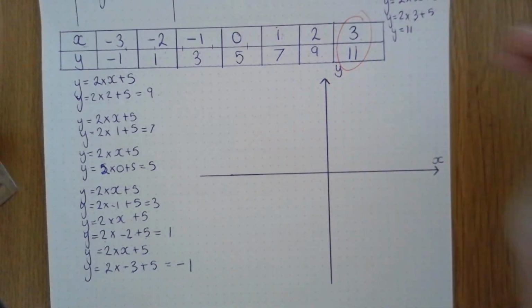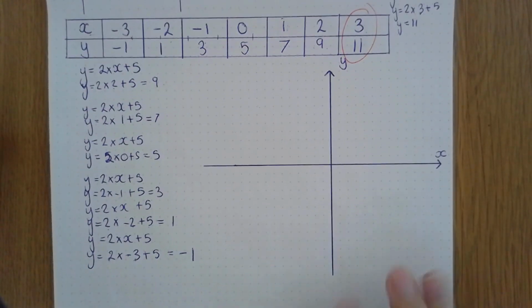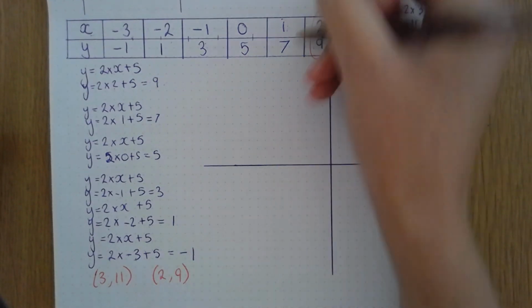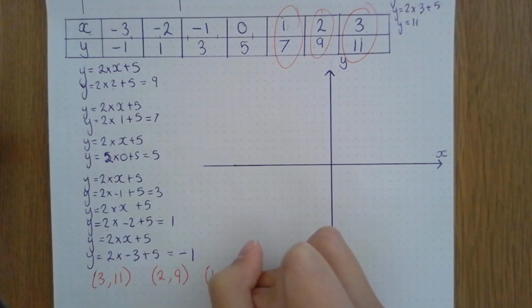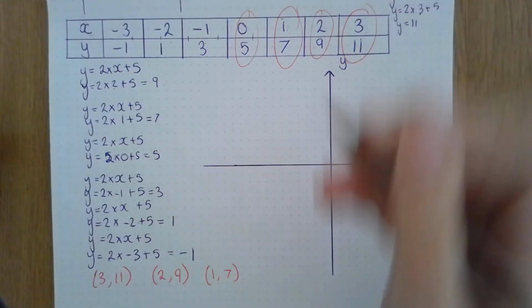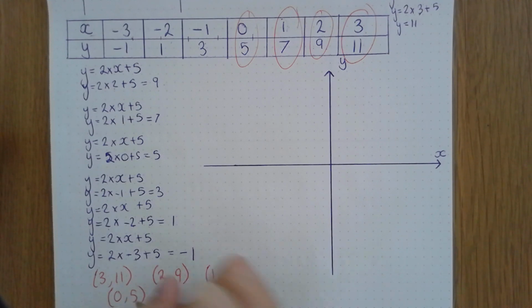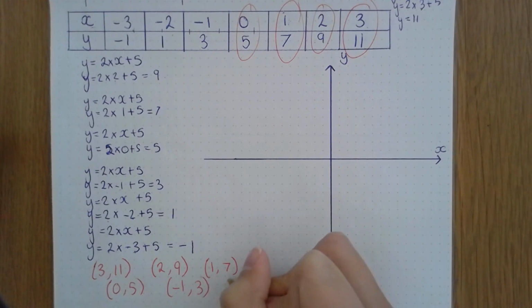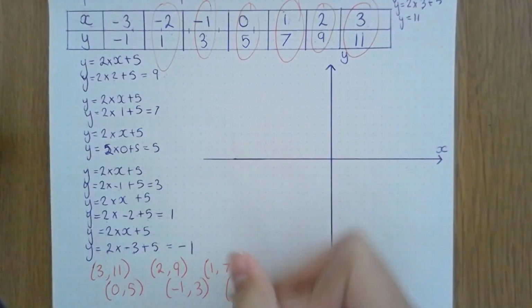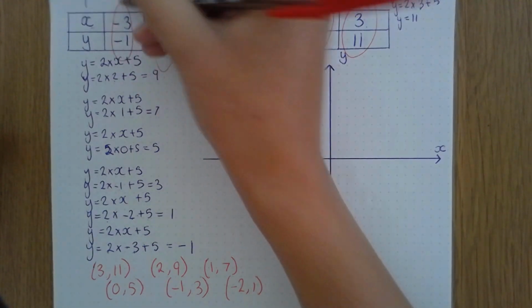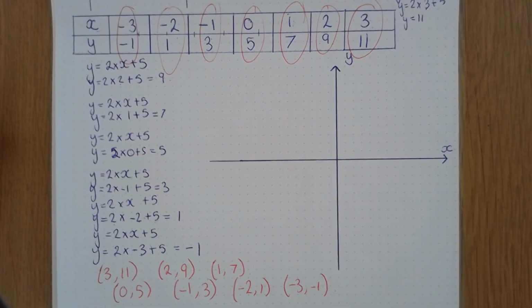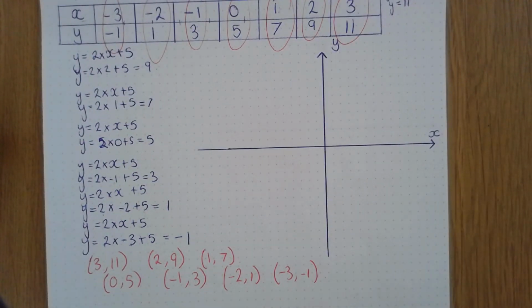So this is one coordinate, which is 3, 11. This is another coordinate, which is 2, 9. This is another, 1, 7. This is another, 0, 5. Then this one's another, -1, 3. This one's another, -2, 1. And then this one's the last one, -3, -1. So we've got some coordinates that we can plot on our grid.